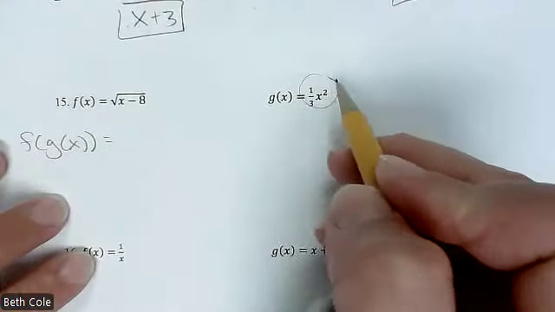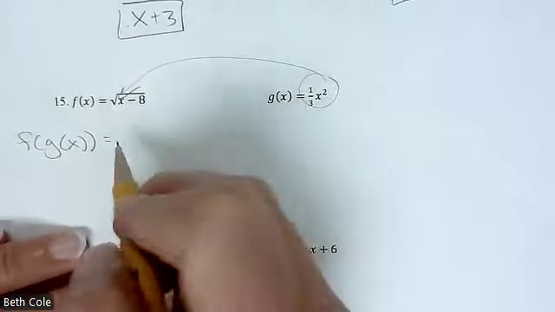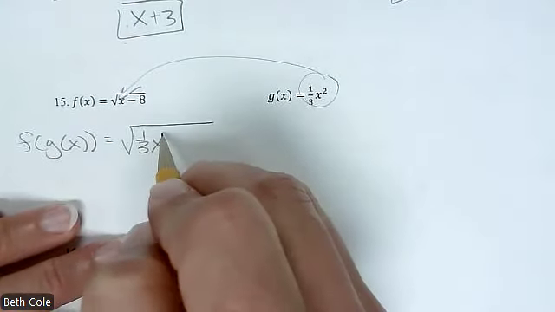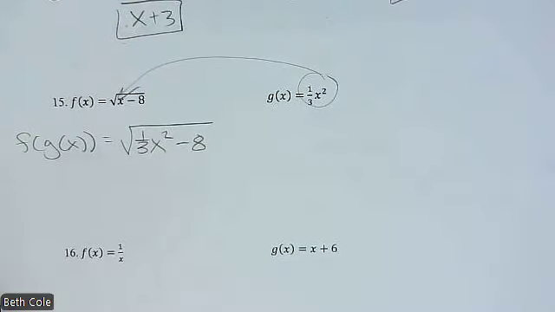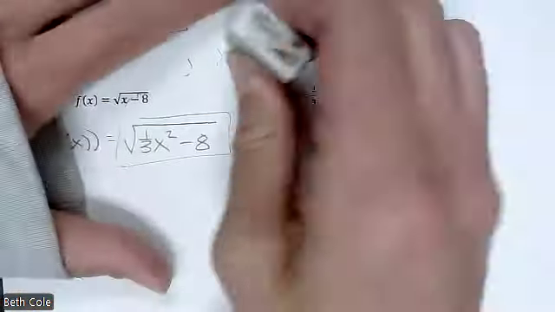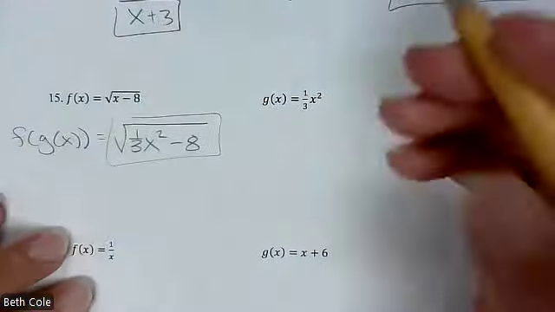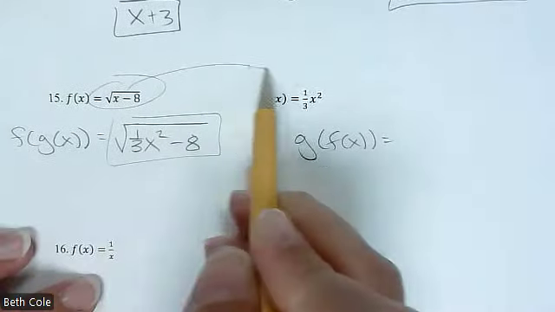All right, g gets plugged into f. So all of this gets plugged in over here. So you're going to have square root of one-third x squared minus 8. Does it cancel or does it not? No canceling. The squared is not on everything. So that's great. That's your answer and you're done. All right, now for g of f of x, f gets plugged into g.